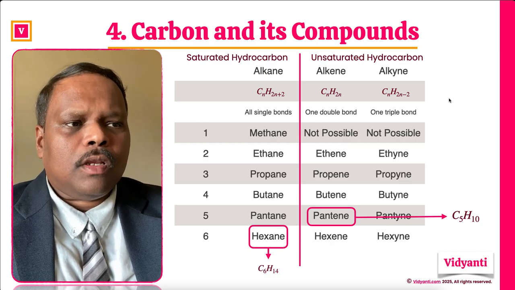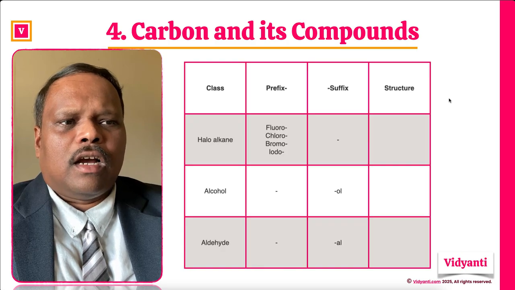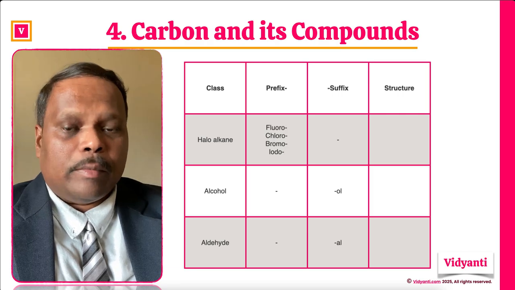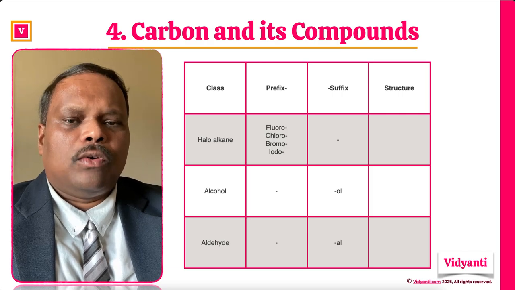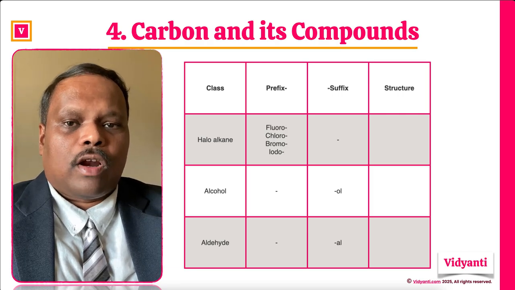So having said that, let's go to the next subtopic, which is how we can have derived compound names. So let's say we have defined ourselves for alkane, alkene, and alkyne.